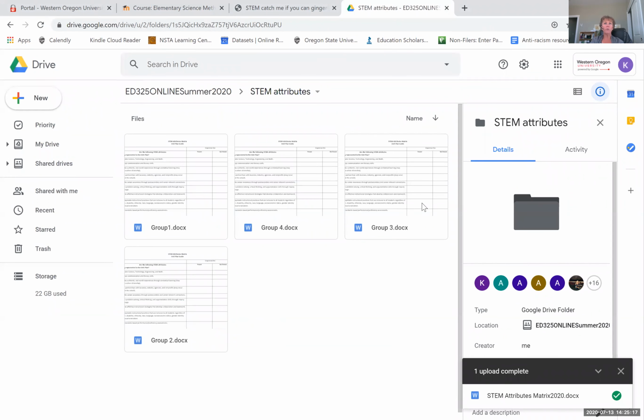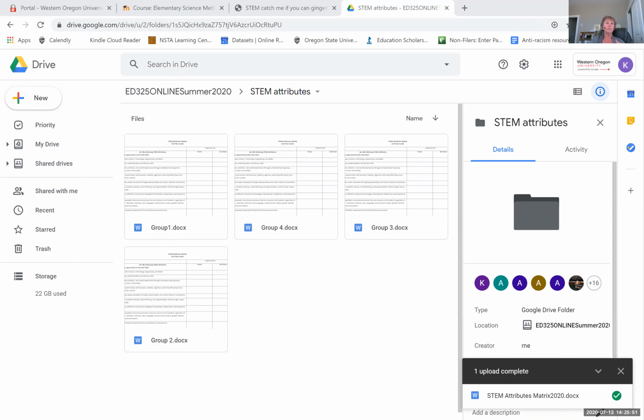So what you're going to do in your group is open that form for your group, and indicate which of the components are present. So this is what the attributes checklist looks like. You're going to read the article and say, okay, in this lesson, does it integrate science, technology, engineering, and math? And in your group, you're going to decide, yes, that's all present, or no, the lesson doesn't do that. And you'll indicate that by marking an X or yes under the right column.